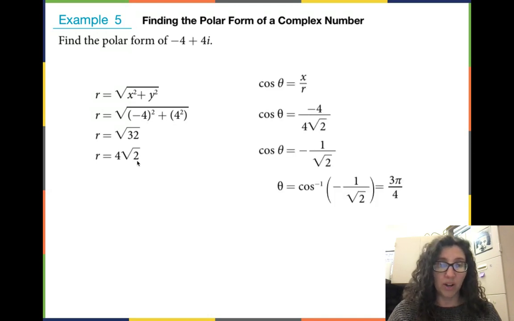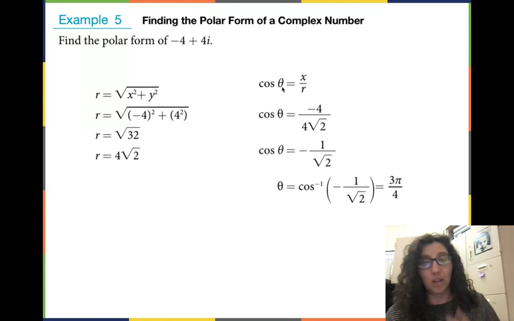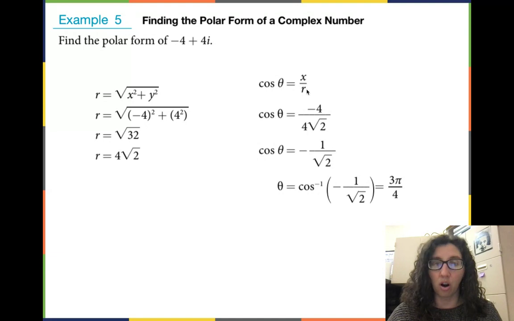Now, how are we going to find our theta? Well, we know that cosine of theta equals x over r, just like we used when we were finding polar coordinates. We know our x value is -4. Our r value is 4 times the square root of 2. So cosine of theta equals -1 over square root of 2. That's the same as negative square root of 2 over 2.